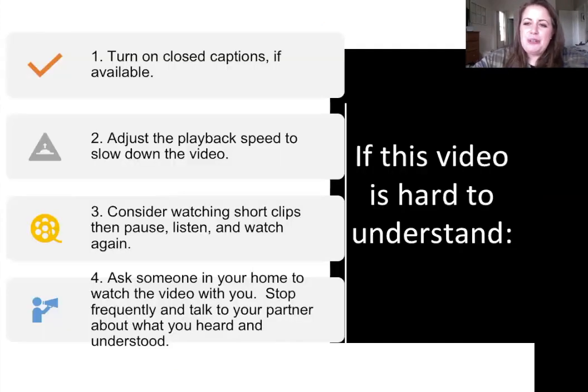If this video is hard to understand, turn on closed captions if available, adjust the playback speed to slow down the video. Consider watching short clips, then pause, listen, and watch again. And finally, ask someone in your home to watch the video with you. Stop frequently and talk about what you heard and understood.